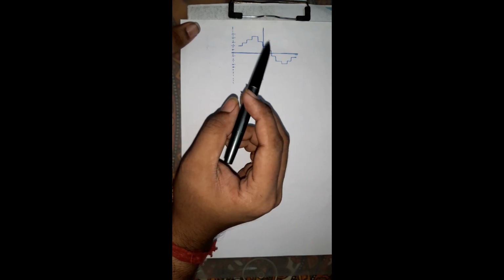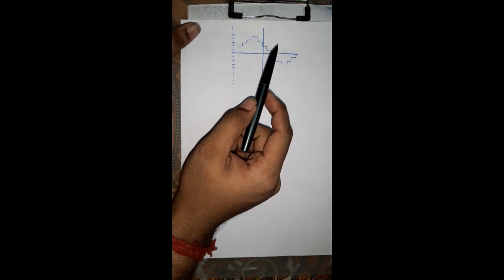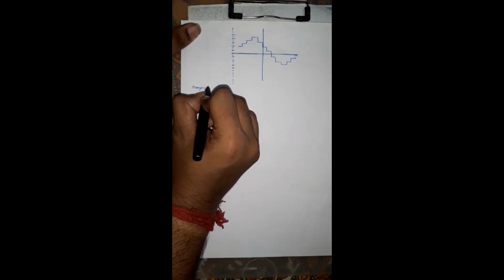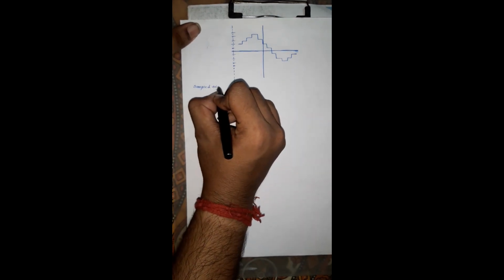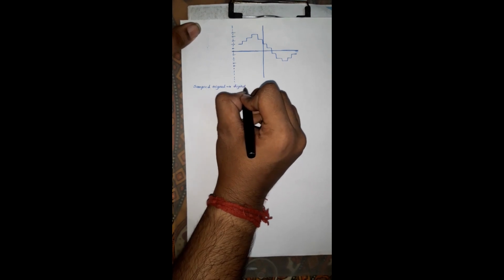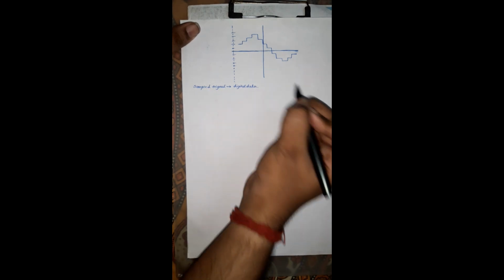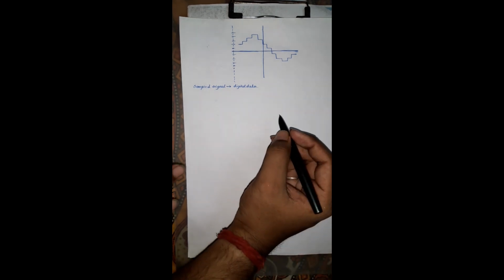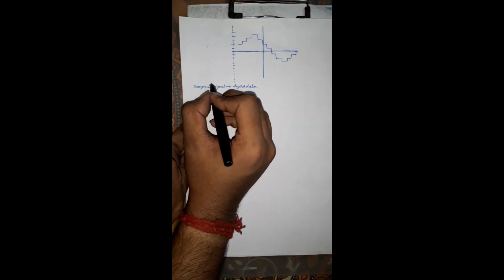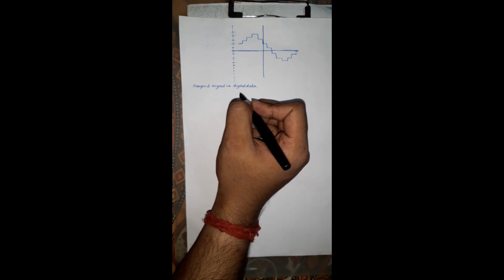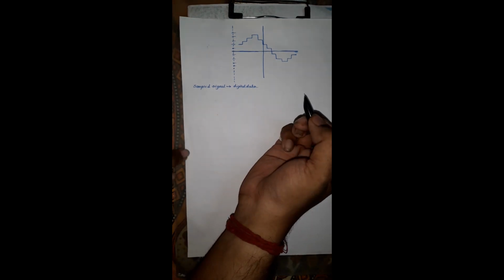Quantization is nothing but converting our sample signal to digital data. If we can convert the sample signal to digital data, this is nothing but quantization. Now how can we convert? The quantizer is the thing that can convert from the sample signal to digital data.